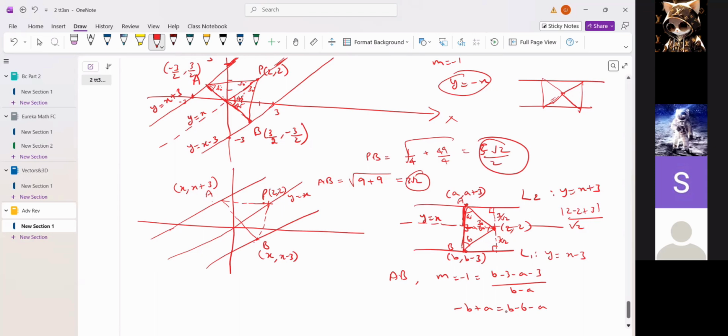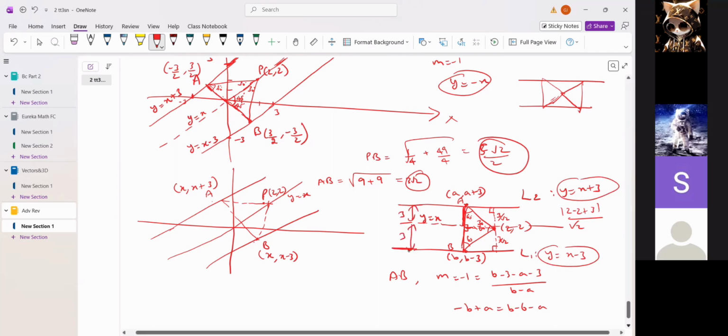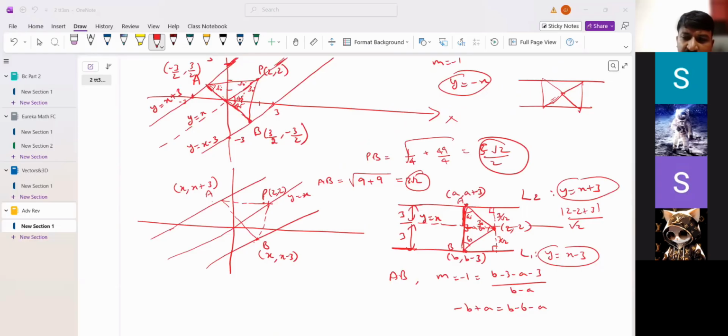What do you think? Sir, your voice was breaking. This y equals x plus 3 line and y equals x minus 3 line, aren't they 3 units above and below with respect to this line? It's exactly above and below, and the y equals x line is 3 units above and below. What's wrong in that? So the centroid will lie on y equals x. Yes, that's what I'm saying.